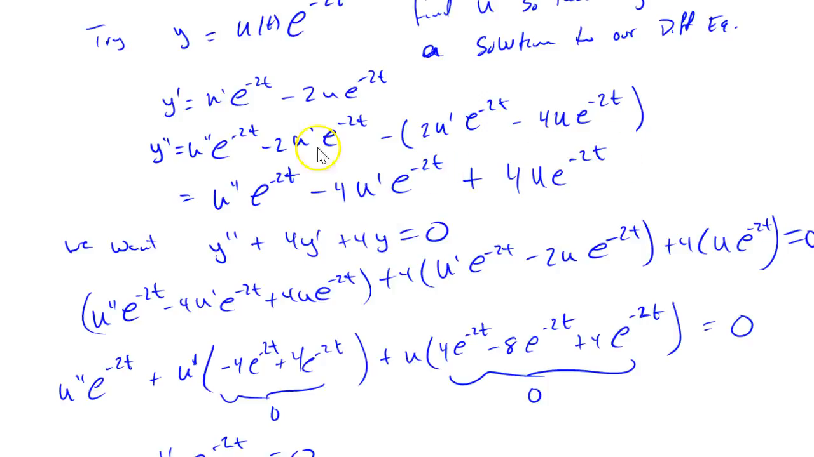There's some stuff that combines here, because the middle terms, this one here and that one there, combine to be this minus 4u' e^(-2t). Okay, I'm going kind of fast here. You can work through the algebra yourself. It works just fine.